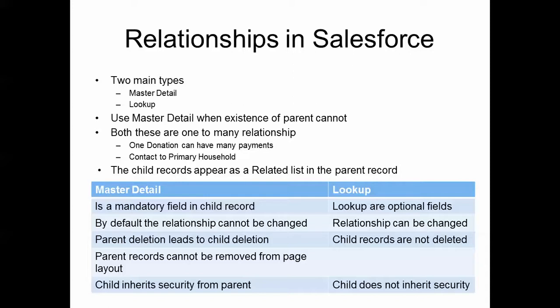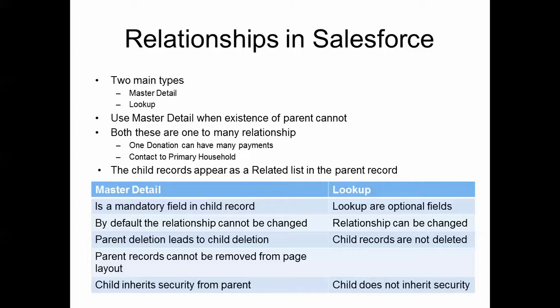Both these are one-to-many relationships. So for example, one donation can have many payments, or one household can have many contacts. The child record appears as a related list in the parent record. So we'll see what is the meaning of related list in a short demo in a little while.